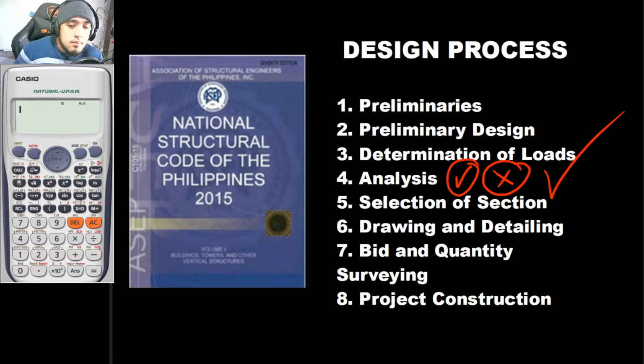So yun yung pipiliin mo. But for example that your section will fail, then you must choose another one. So choosing another one will go back to here, will go back here in the analysis part. Then you will be analyzing it again. And if it is already adequate and it is already economical, then that is to be the section that you will be choosing already. So ayun siya.